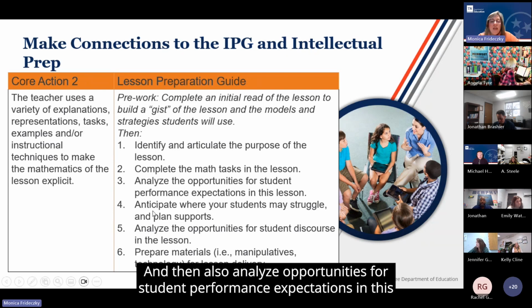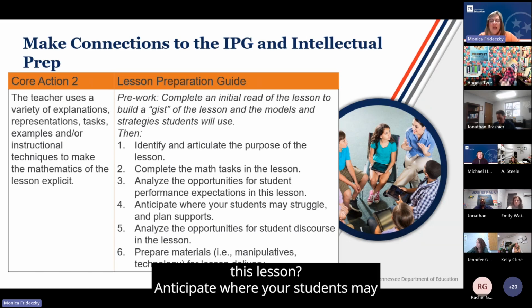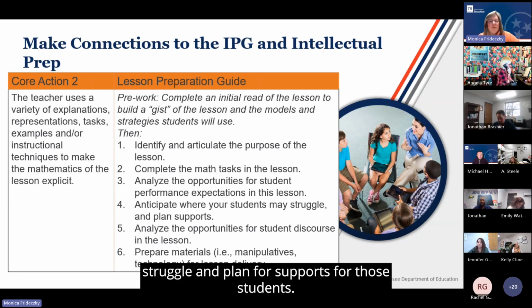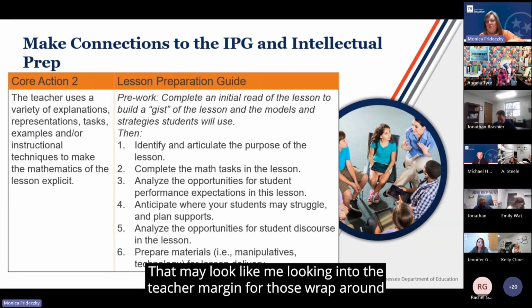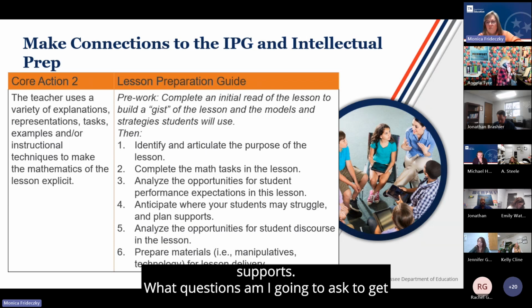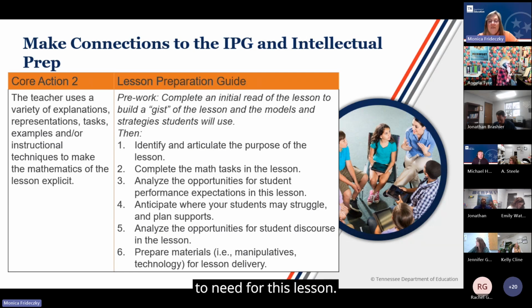And then also analyze opportunities for student performance expectations in this lesson. So what would success look like for this lesson? Anticipate where your students may struggle and plan for supports for those students. Analyze opportunities for student discourse. That may look like me looking into the teacher margin for those wraparound supports. What questions am I going to ask to get students talking? And then, of course, prepare the materials that you're going to need for this lesson.